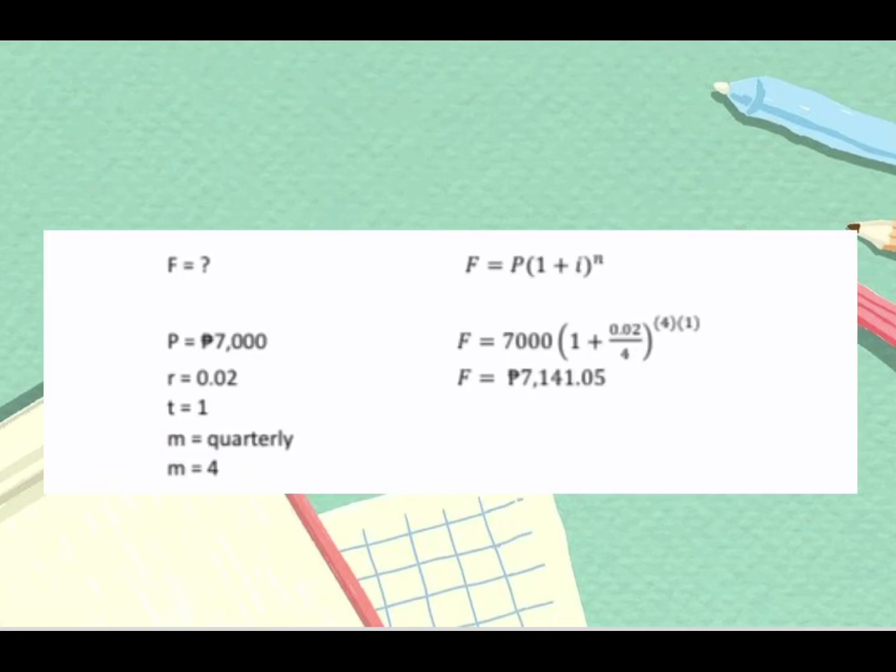The formula we will use is F equals P times (1 plus i) raised to n. So, substitute natin yung given sa formula. F equals 7,000 times, open parenthesis, 1 plus 0.02 divided by 4, close parenthesis, raised to 4 times 1. Answer is F equals 7,141.05. So, the amount na makukuha ni Robin after a year is 7,141.05.